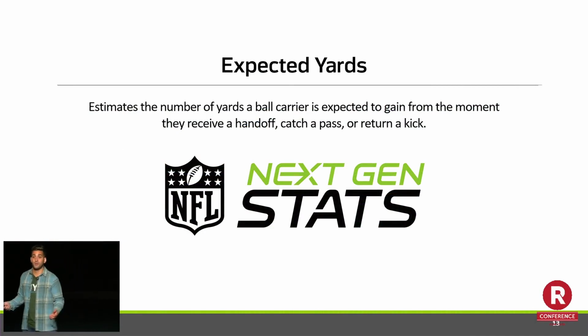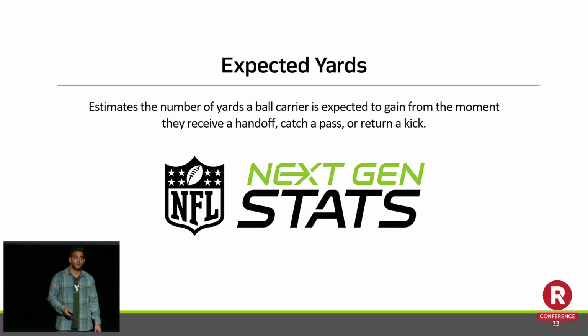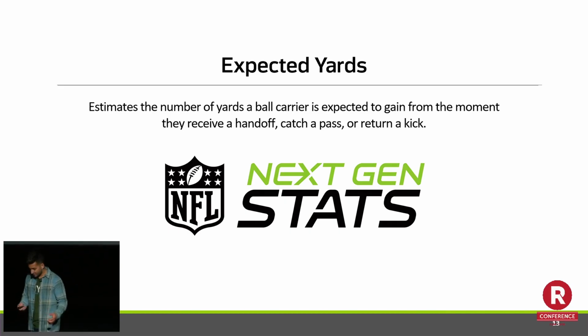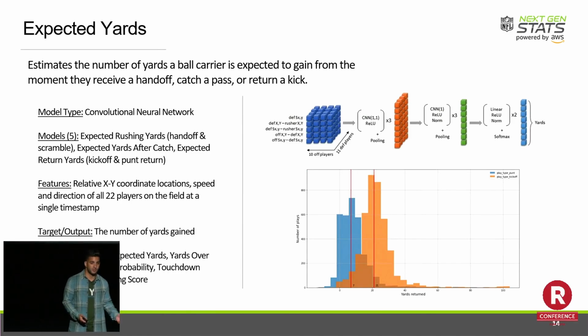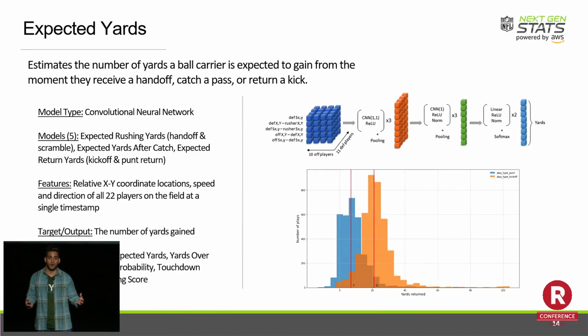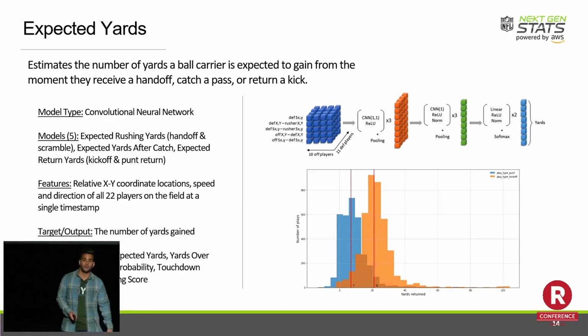Now we'll talk about expected yards. Estimate the number of yards a ball carrier would gain from the moment they receive the ball. And within expected yards, we've found that we need separate models for every separate situation. The reason is because the distributions of outcomes are different for these different situations. So whatever you train on, those distributions you can see on the left versus the right in that graph, the distributions are going to give you different results.